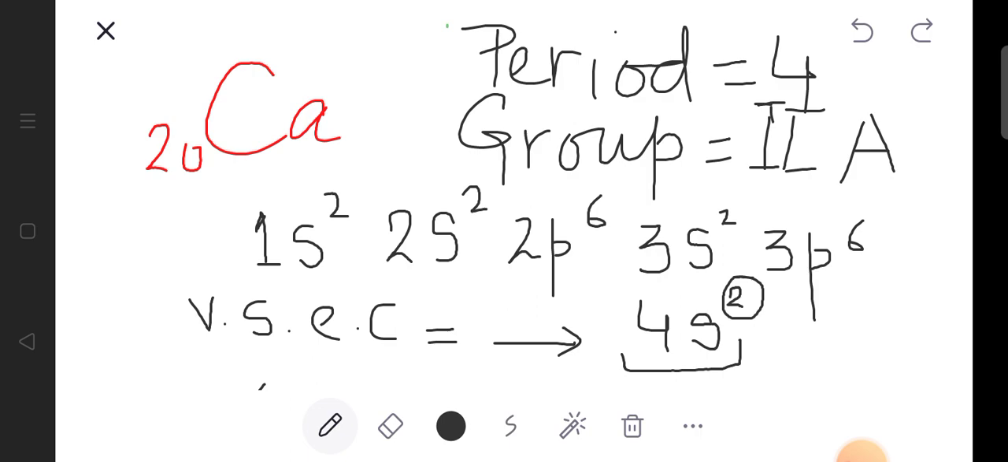So we can conclude this video by saying that the group number indicates the number of valence electrons, or you can identify a group number through the number of valence electrons, and the period number indicates the number of shells, or you can identify the period number with the help of the valence shell.